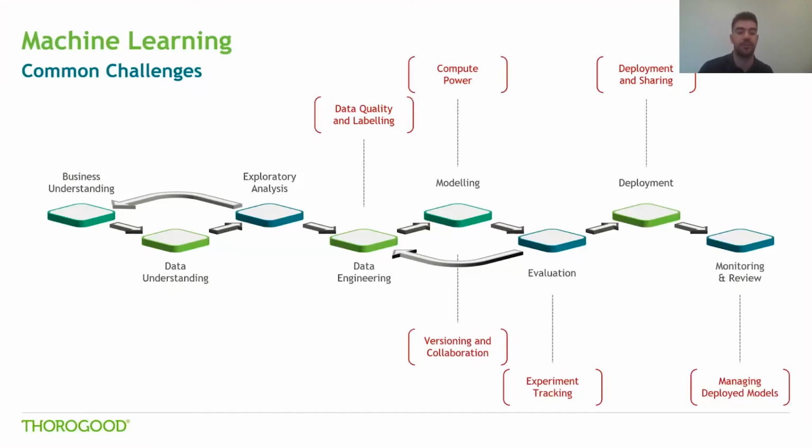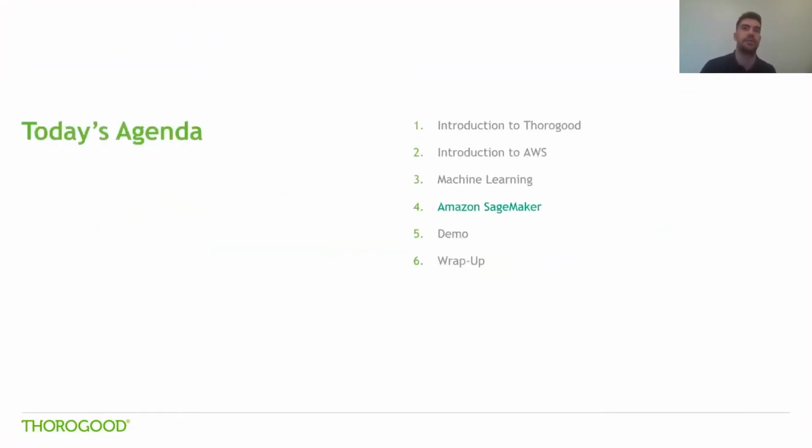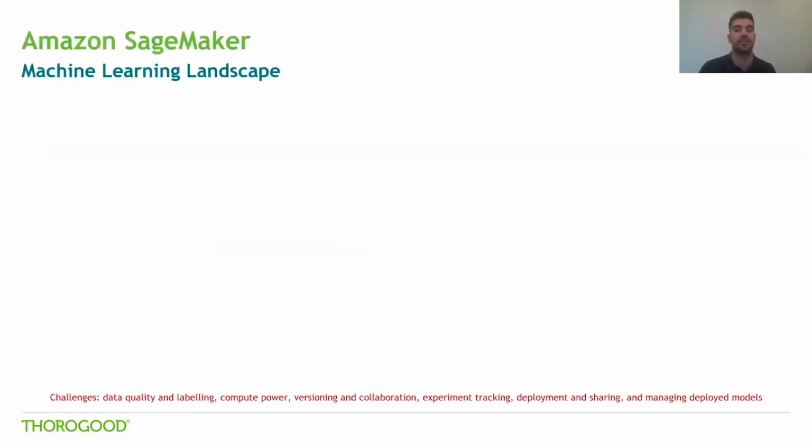So if we don't have a plan for monitoring drift or performance and retraining, our models can quickly go from useful to completely outdated. So we have an understanding of common challenges that we may run into during machine learning initiatives, but what is SageMaker? What is Amazon SageMaker, and how can it help us?